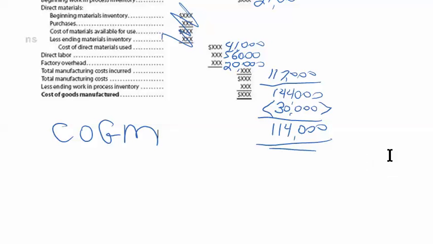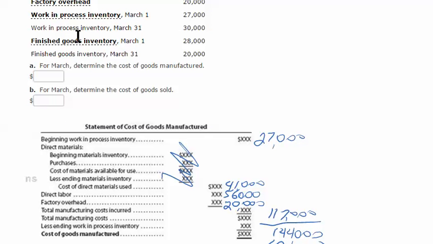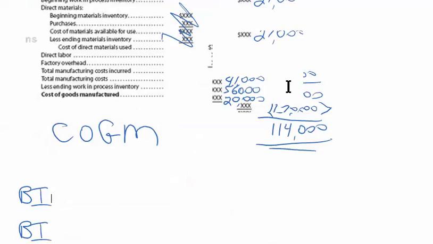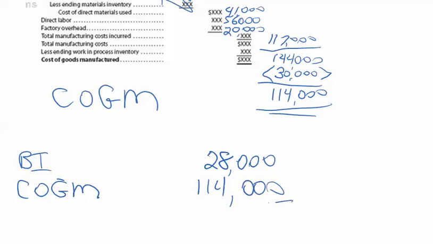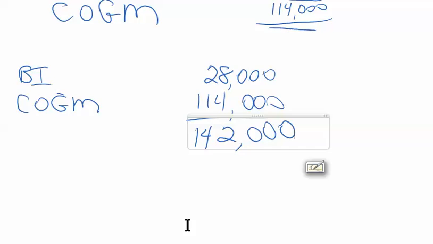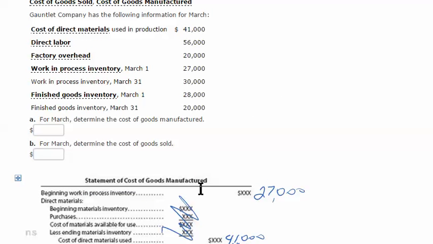Next, we need to determine what the cost of goods sold were. So we're going to take the beginning inventory of finished goods. That's my finished goods beginning inventory, which is $28,000. I will add the cost of goods manufactured of $114,000. So that's the total cost of goods available for sale. Looks like $142,000. And believe me, if I make a mistake, this is a live lecture. If I make a mistake, correct me.